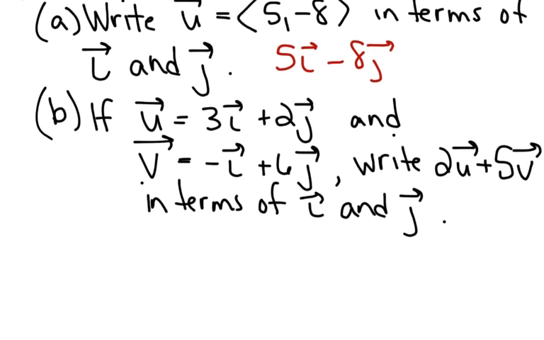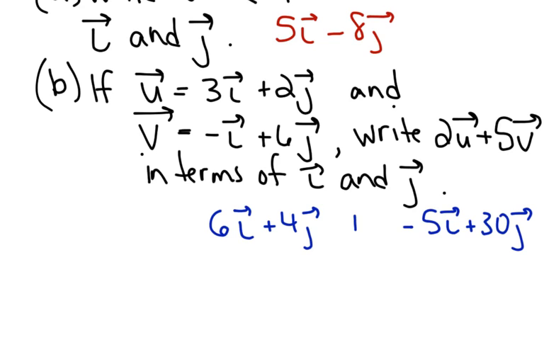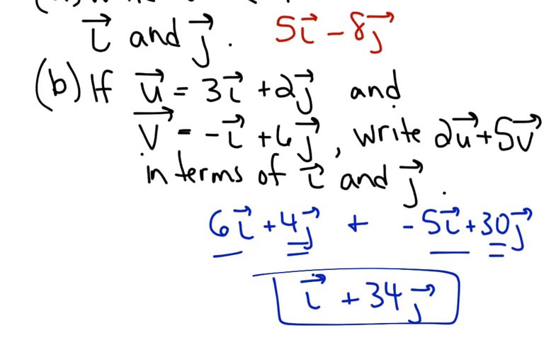B, if u is 3i plus 2j and v is negative i plus 6j, write 2u plus 5v in terms of i and j. Well, first let's find 2u. 2u is going to be 6i plus 4j. 5v is going to be negative 5i plus 30j. And then I'm just going to add those together. You add like terms. You get 1i plus 34j. And that's it. And that's the end of part 1.